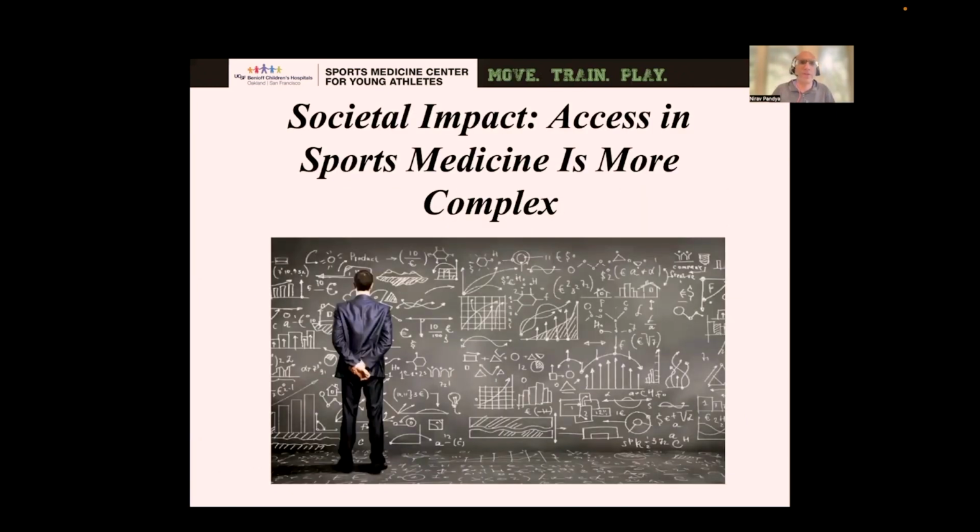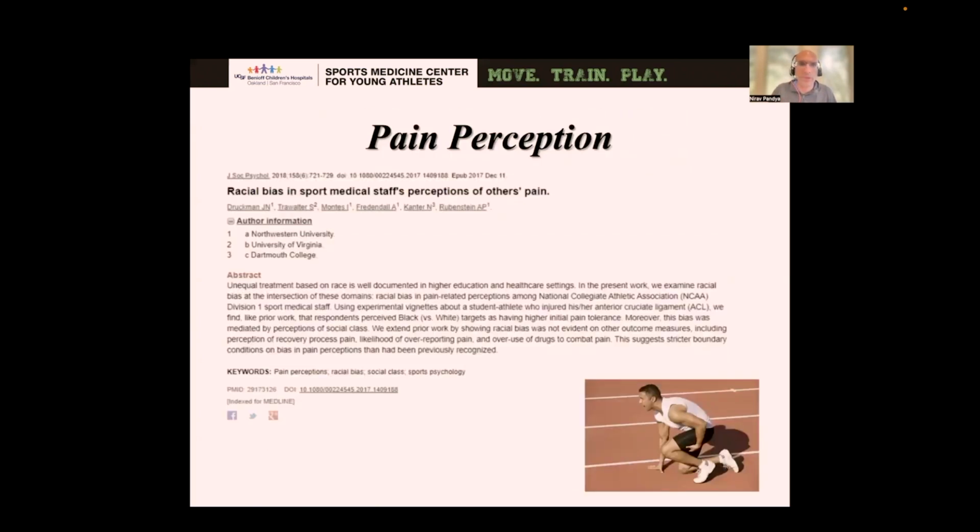But it's also important to understand that access in sports medicine is more complex. It's not simply just that you have an injury, there's delays on the back end, and this impacts clinical care. So it's not just necessarily the pathologies, but how patients are actually treated when they're coming in.